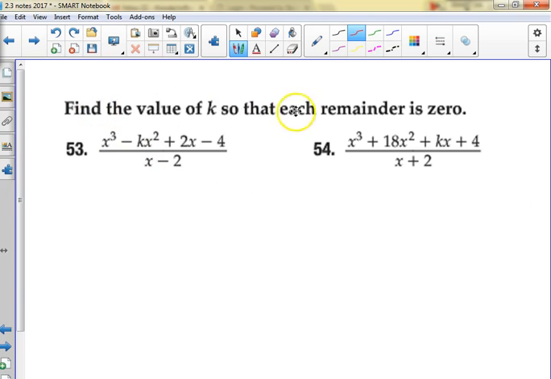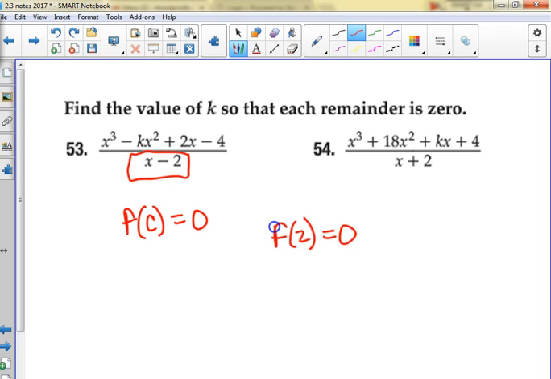It says find the value of k so that the remainder is 0. Can I show you how to do this real quick so that you don't have to do so much extra work? Do you remember this? If the remainder is 0, what would we want to plug in here to make this work? Okay, so f of 2 should be 0.